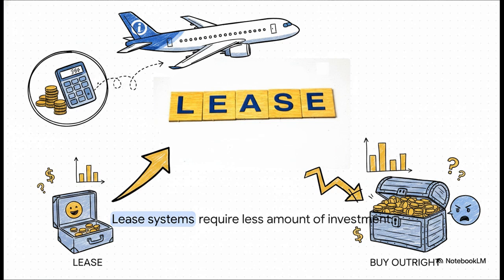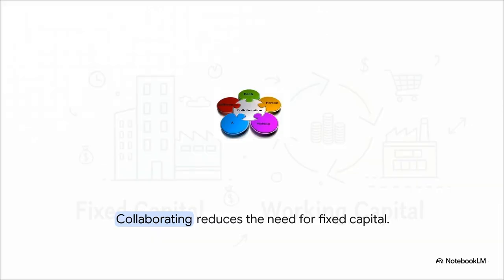Choosing to lease an asset drastically reduces the immediate fixed capital investment required compared to just purchasing it up front. And this brings us to our final point for fixed capital: collaboration. Setting up an entire network of ATMs is terribly expensive for one small bank. But when cooperative banks collaborate to share ATM facilities with larger scheduled banks, they essentially share the cost of that asset. By collaborating, they effectively reduce their individual fixed capital needs. It's a really smart workaround.